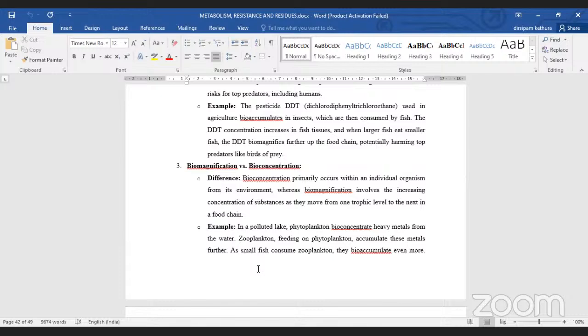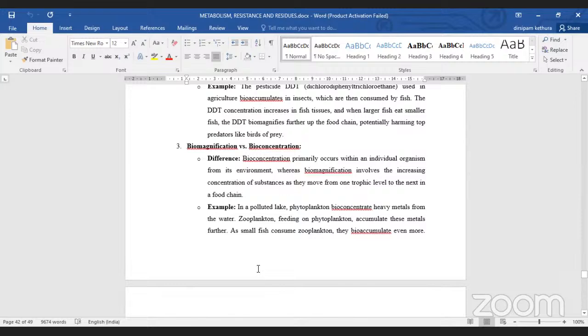And coming to biomagnification, it is the tendency of pollutants to concentrate as they move from one trophic level to the next, and the process of increasing concentration of a pollutant from one link in a food chain to another. This is about bioaccumulation and biomagnification.